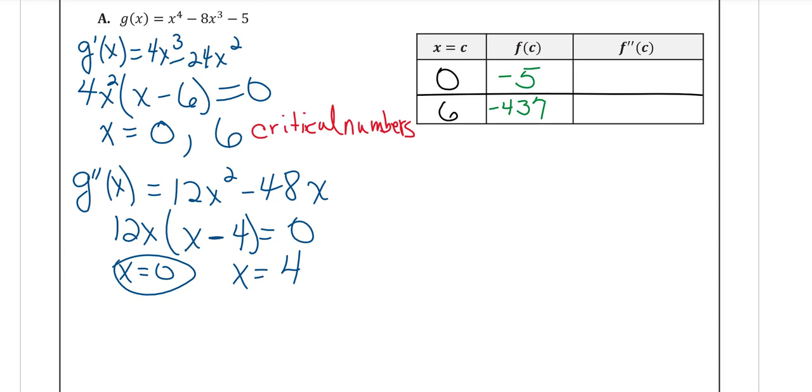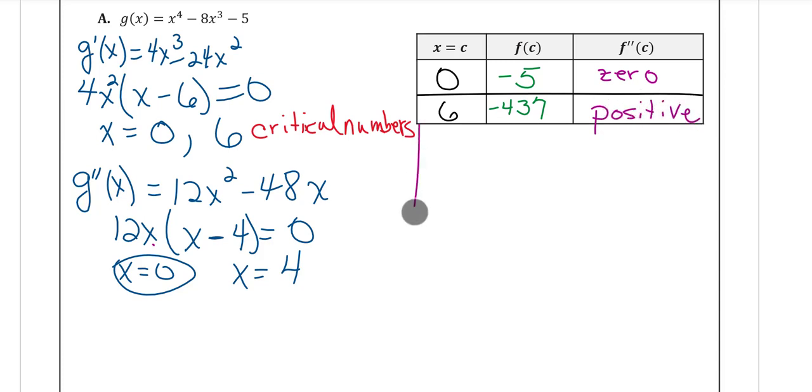And then we are going to substitute our critical numbers into our second derivative. So when we do that, we get 0 here. And when we substitute 6 in, we are going to get 72 times 2, which is a positive number. We don't need to know exactly what it is, but it is positive.